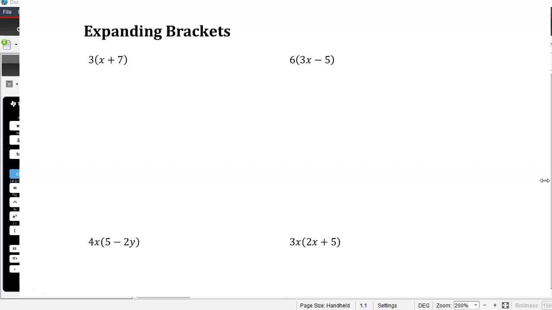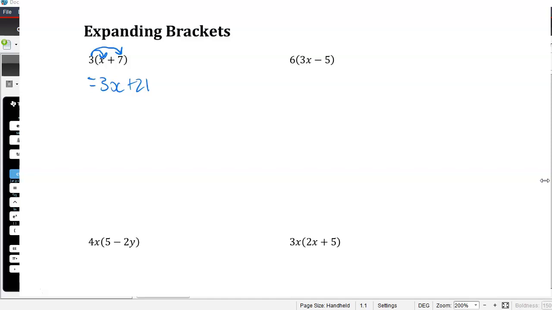You might remember that we have to times that 3 by each of the terms within that bracket. So I've got 3 times x, that is 3x. 3 times 7 is 21.